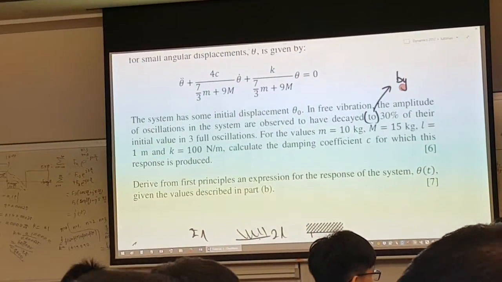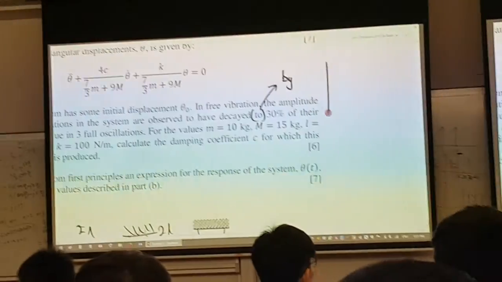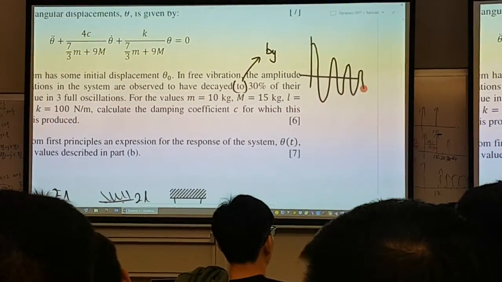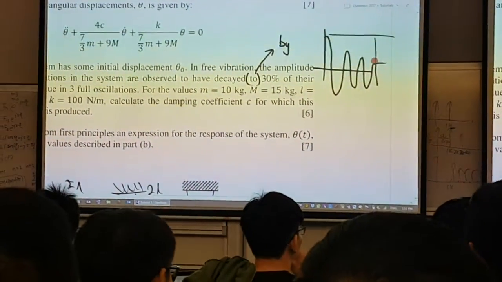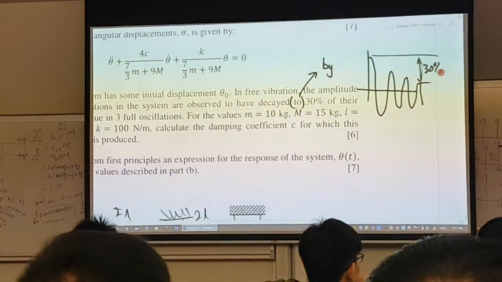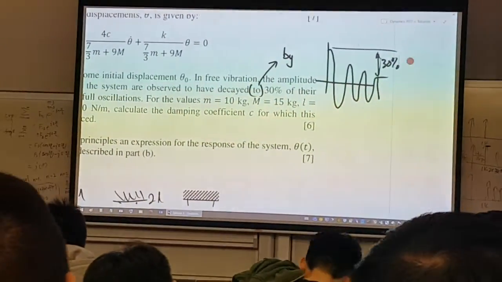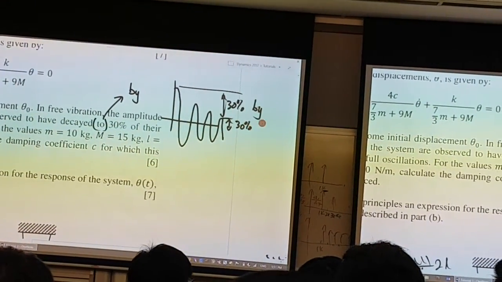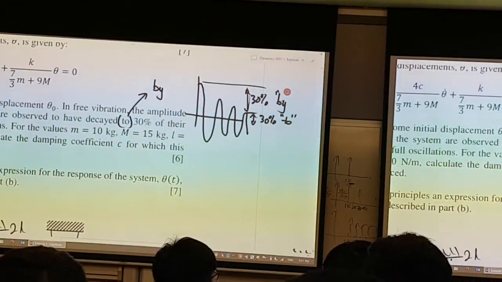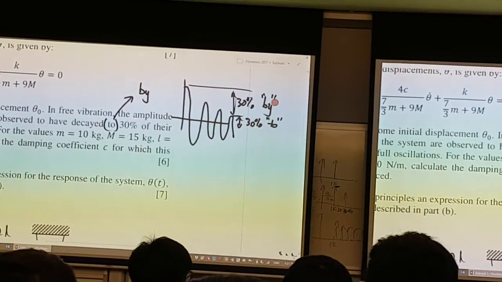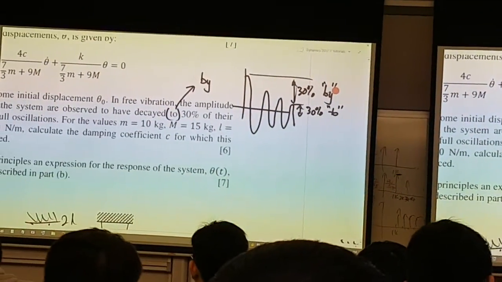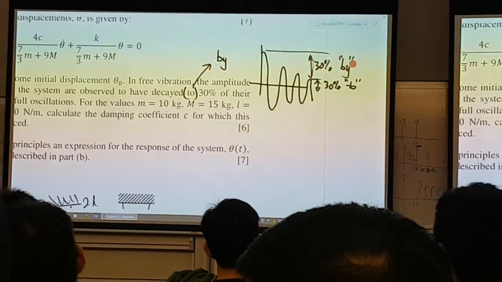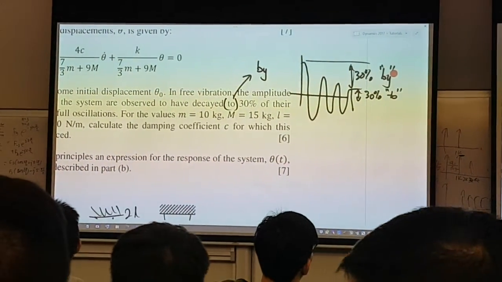So if it's decay by 30%, what it means is that this part here is actually 30%. Younger people tend to do this when they are free. It looks so weird. I can't explain this, I can just read and understand what it's saying.